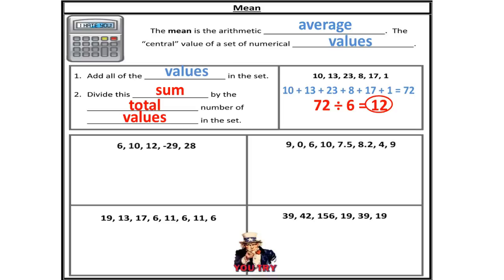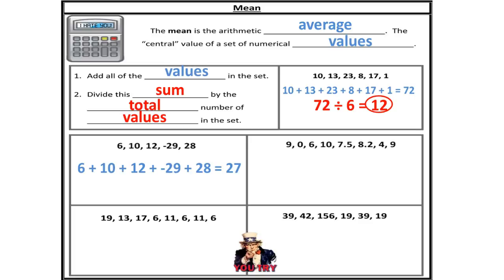My average is 12. The mean is very important. Most times when someone asks for an average, they're referring to the mean. Let's try a couple examples together. So we're going to take this next set of values, add them all up.